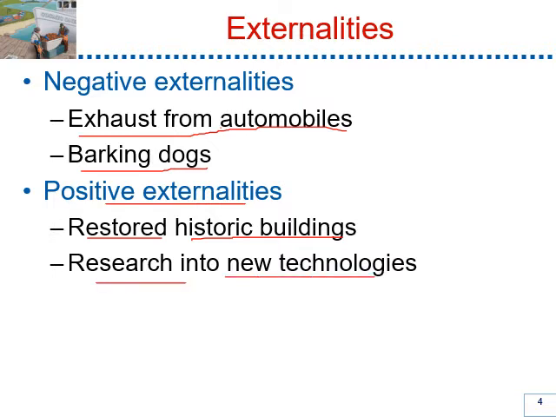Research into new technology is also an example of positive externality because inventors cannot capture the full benefit of their invention. They tend to devote too few resources to research. The federal government addresses that problem partially by providing patents to inventors so that they have exclusive use of their invention for a limited time.